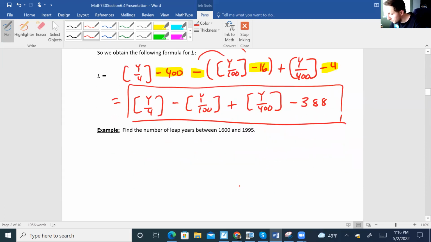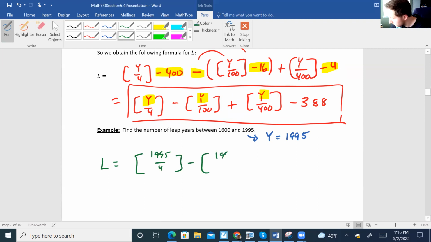Let's say we wanted to find the number of leap years between 1600 and the year 1995. So in this case, I'm going to let capital Y be my year. So we're looking at 1995. And all we're going to do is substitute that in for Y in the formula right above. So I'm going to let, let's just use L like we have for the formula, number of leap years. So I get 1995 over 4, greatest integer, minus 1995 over 100, greatest integer, plus greatest integer of 1995 over 400. And don't forget to subtract 388 at the end.